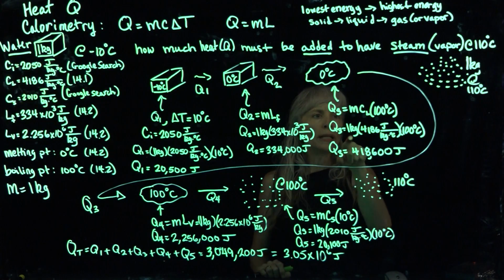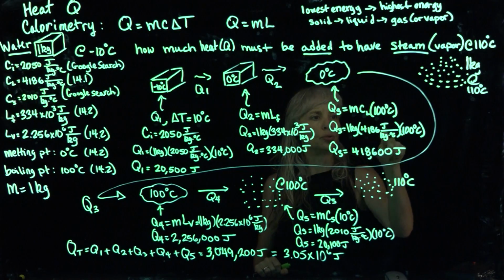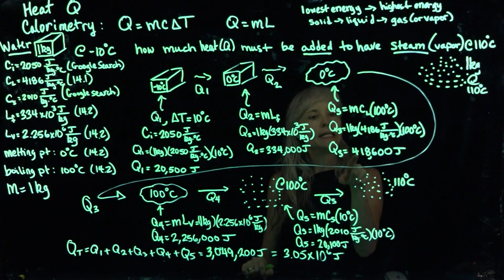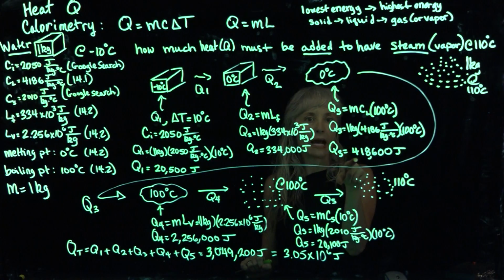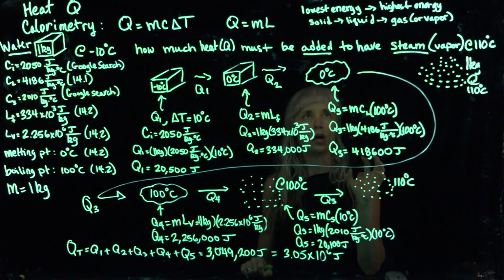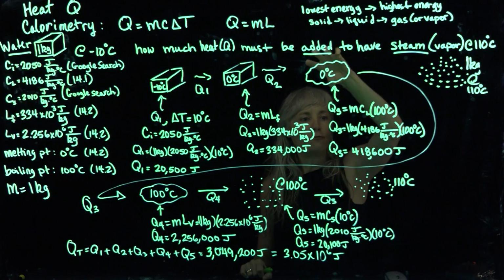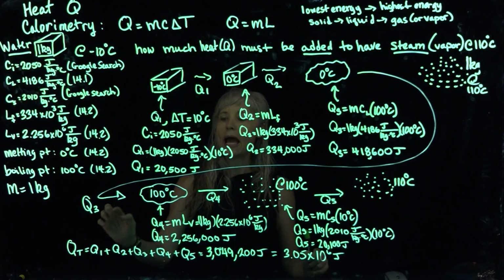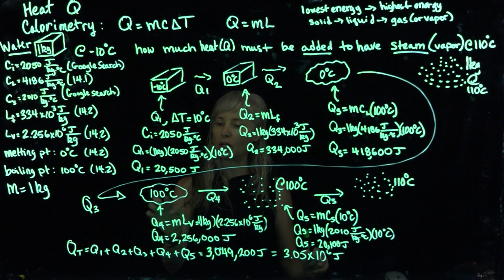So 1 kilogram times 4186 joules per kilogram per degree C times the temperature change of 100 degrees C gives me 418,600 joules. Notice the kilograms cancels and the degrees C cancels. So when I add 418,600 joules to this puddle of water at 0 degrees C, what do I get? I get a puddle of water at 100 degrees C. So I've added Q3, and now I have a puddle of liquid water at 100 degrees C.